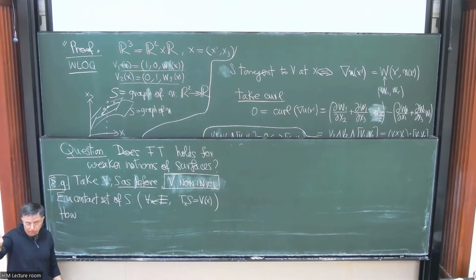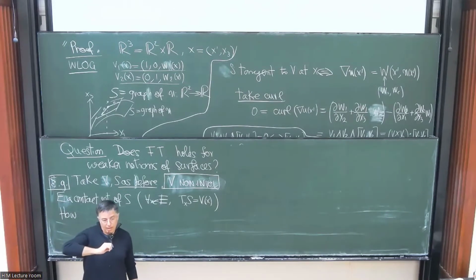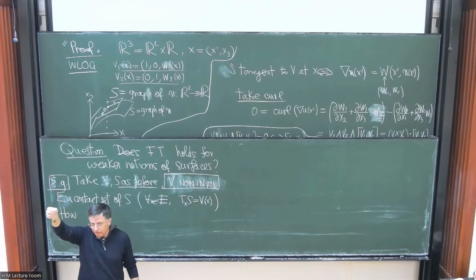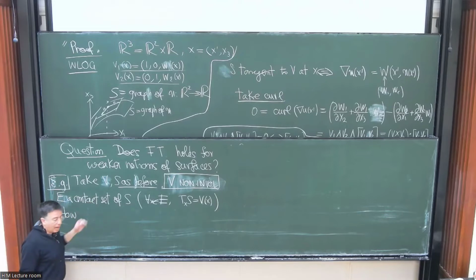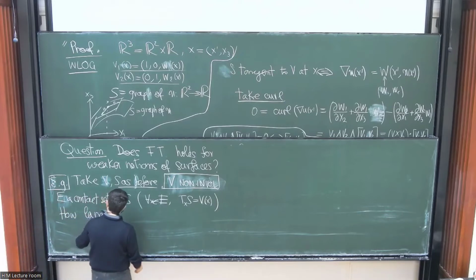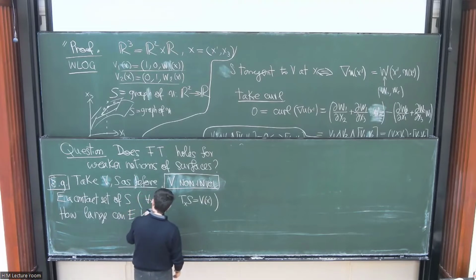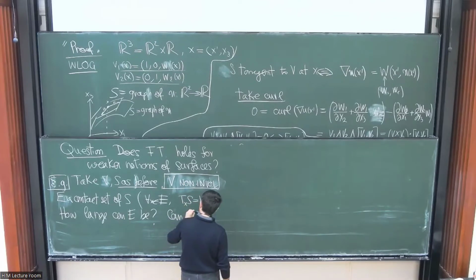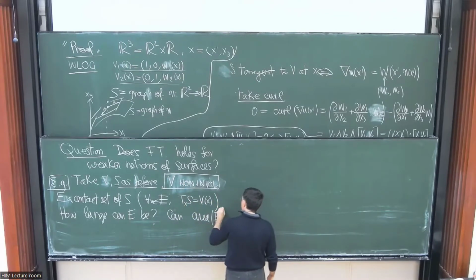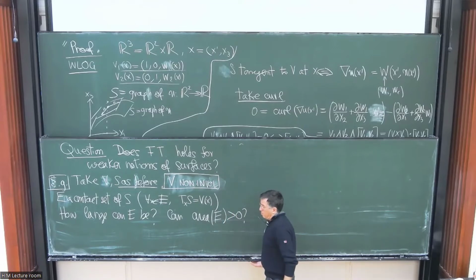Certainly E can contain a curve, because I have my distribution of planes. I construct a curve which is tangent to this distribution of planes, which I can do. I mean, I choose any vector field in the distribution, I integrate and I get a curve. And then I can extend arbitrarily this curve to a surface that will have the curve as a contact set. So it can be a curve. How large can it be? And in particular, can it have positive area? Can I have positive area?